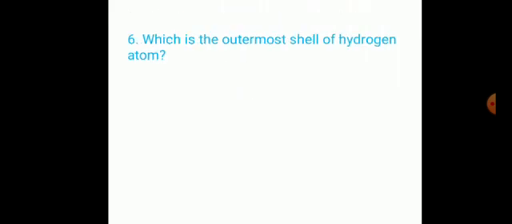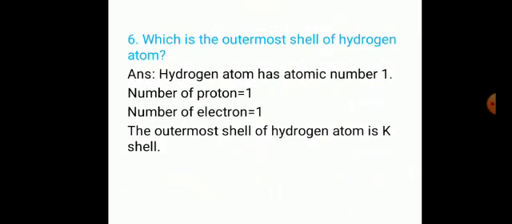Which is the outermost shell of hydrogen atom? Hydrogen atom contains only one electron and that one electron will go in K shell, and K shell will be the outermost shell for hydrogen atom. Clear? Atomic number is 1, so one proton and only one electron, and that one electron will be accommodated in K shell. So K shell is the outermost shell for hydrogen atom. And what will be the valency of hydrogen? 1.